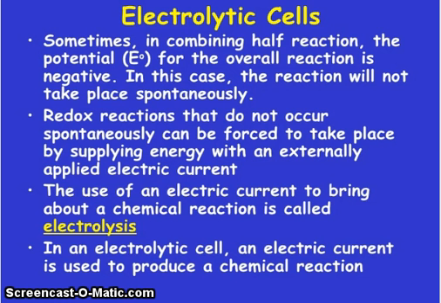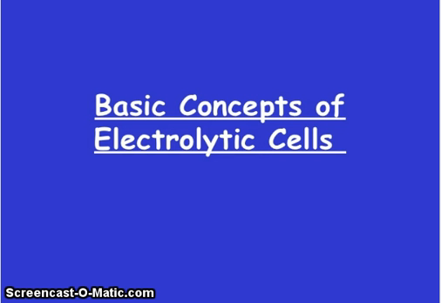Sometimes in combining half reactions, the potential for the overall reaction is negative. In this case, the reaction will not take place spontaneously. Redox reactions that do not occur spontaneously can be forced to take place by supplying energy with an externally applied electric current. The use of an electric current to bring about a chemical reaction is called electrolysis. In an electrolytic cell, an electric current is used to produce a chemical reaction. So, the basic concept of electrolytic cells.